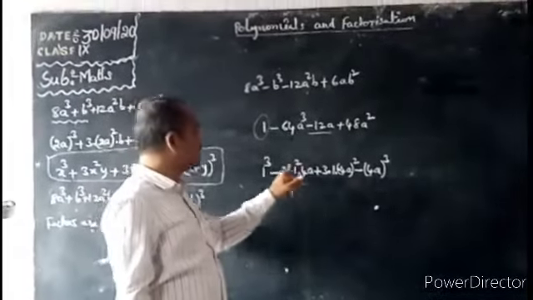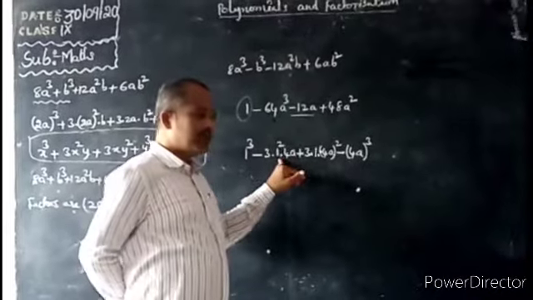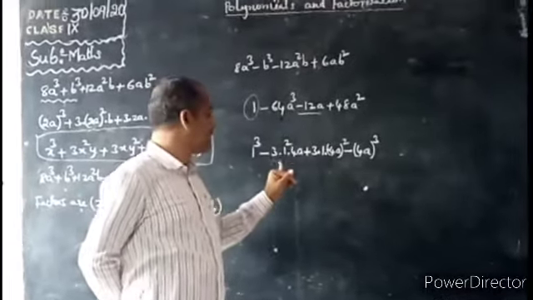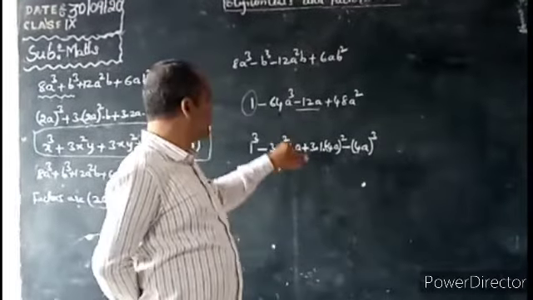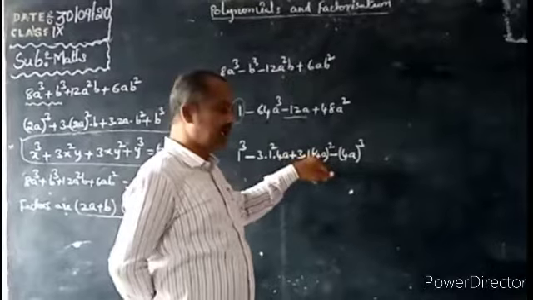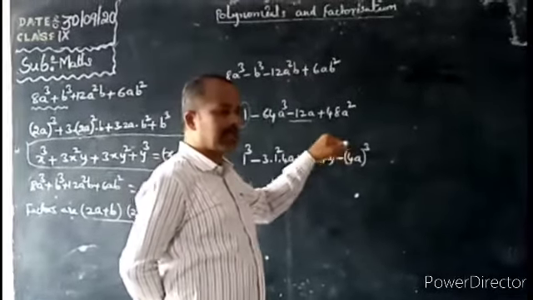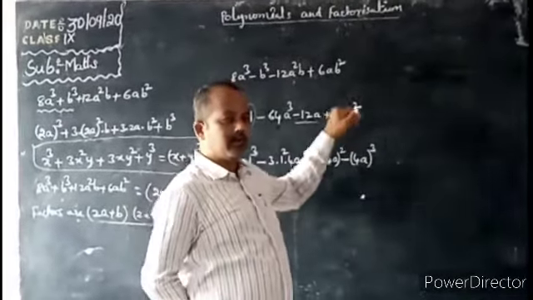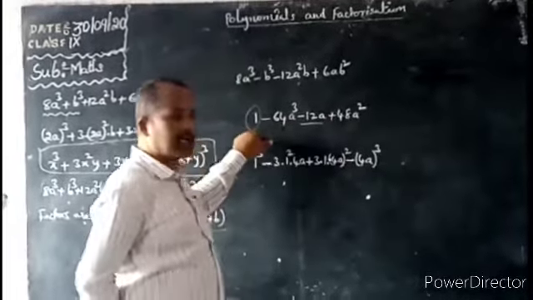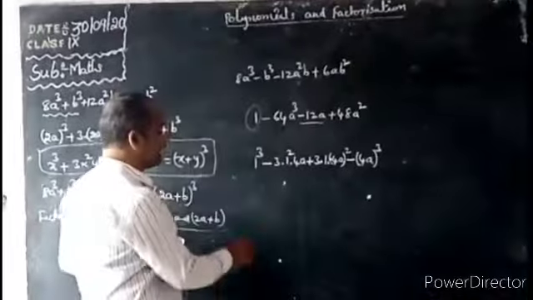Let's check. 3 into 1 square is 1 only. Sorry, not 1. 3 into 4 is 12, so 12a. Next, 3 into 1 is 3, and 4a whole square is 16a square. 3 into 16 is 48. Do all these terms satisfy the given question or not? Yes. So apply the identity here.